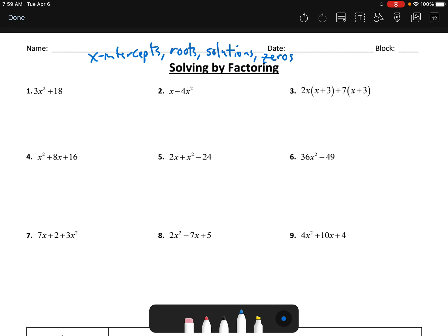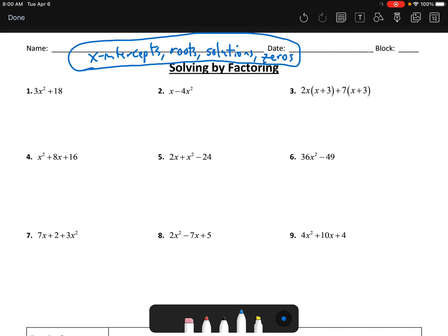Remember doing this several months ago. We did the graphs of factored form, standard form, and vertex form. And these are where the parabola crossed the x-axis. Well, that's what we're going to do today with this solving by factoring. Now, this doesn't look like your notes, which is no big deal because I just added a few. We'll just do the ones that are on your sheet.